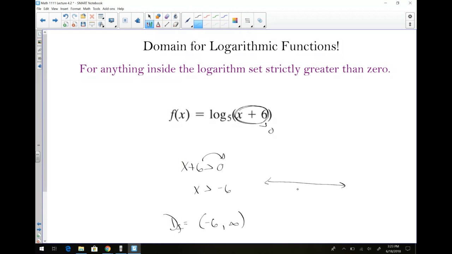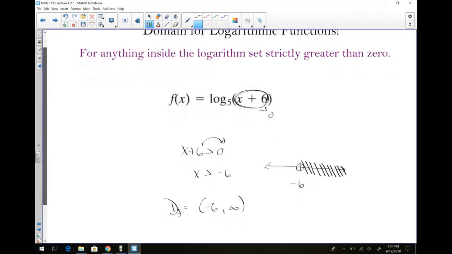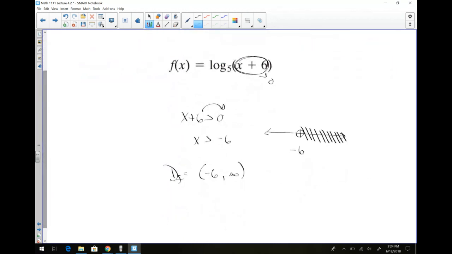And if you're a very pictorial person and you just need to draw the graph, by all means, we've got a big hole there, so it's the open circle, and then all the x's that are greater than that. Okay. So just remember, domain is just setting whatever's inside of this function strictly greater than 0.